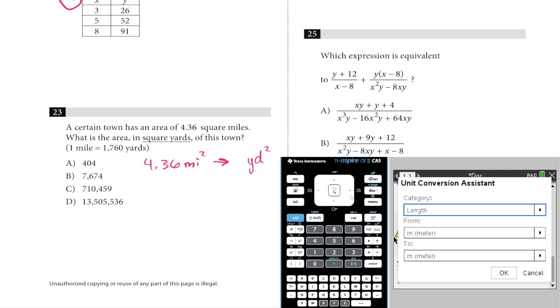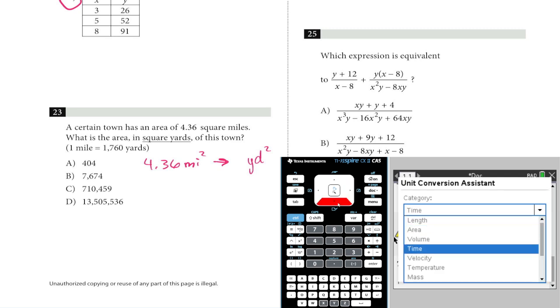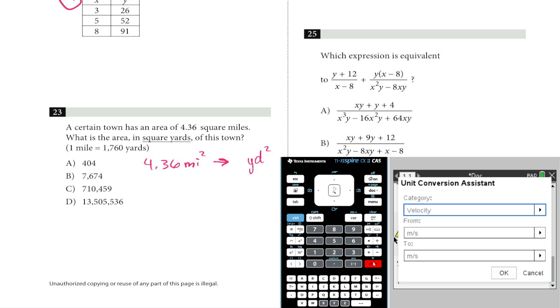And then what we're going to do is under category, we're going to choose velocity always. So we always choose velocity. You don't ever have to choose any other category, though you can if you know what unit you're looking for. And then we're going to choose velocity, and then we're just going to hit enter.